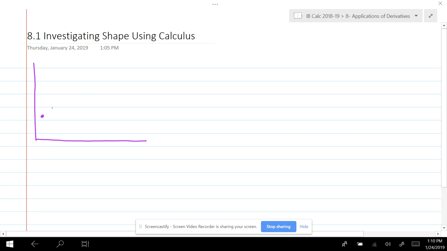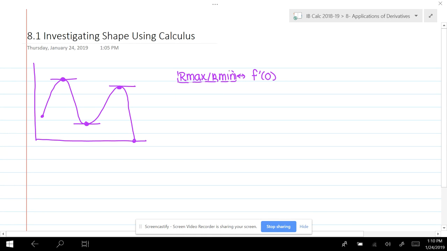So let's just draw ourselves a little graph here. Okay, so we talked about the fact that maximums and minimums, or horizontal tangent lines, happen at the maximums or minimums. And I'm going to write relative. So at a relative max or a relative min, we have a horizontal tangent line, and we know that when we have a horizontal tangent line, our derivative is equal to 0. Another word that IB likes to use for relative max and relative mins is turning points.